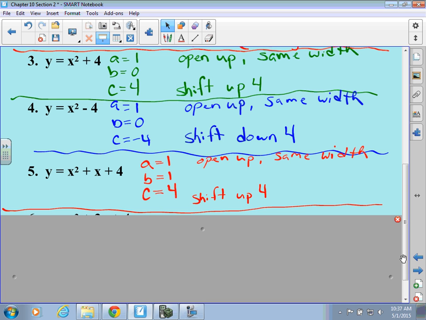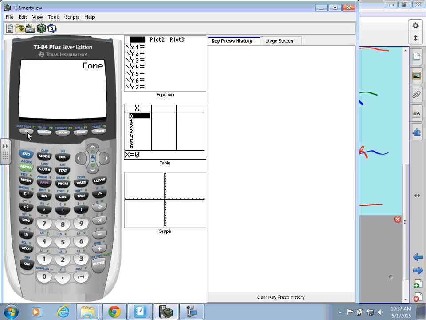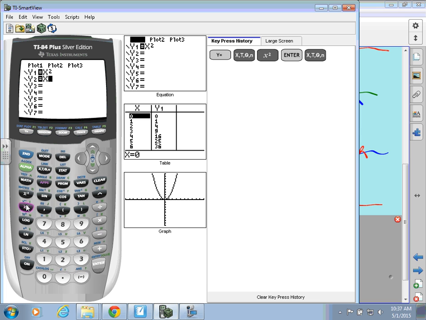Okay. All right, now I'm going to leave my smart notebook for just a minute, and I'm going to use my graphing calculator. Okay, so I'm going to put in x squared, and then I'm going to put in x squared plus what? Plus x plus 4. Thank you. Enter, graph. Okay, here's mom and dad. Here's the kid.